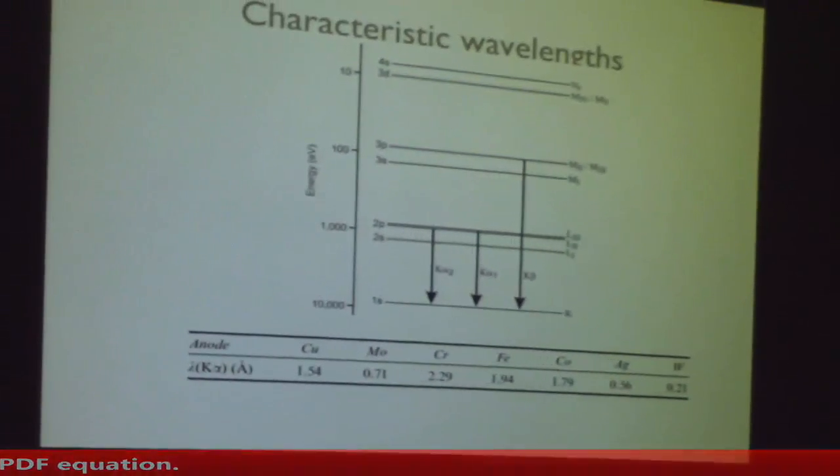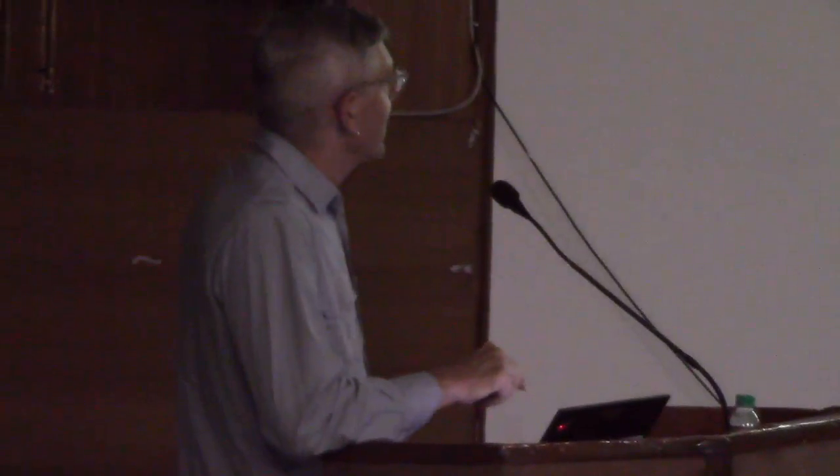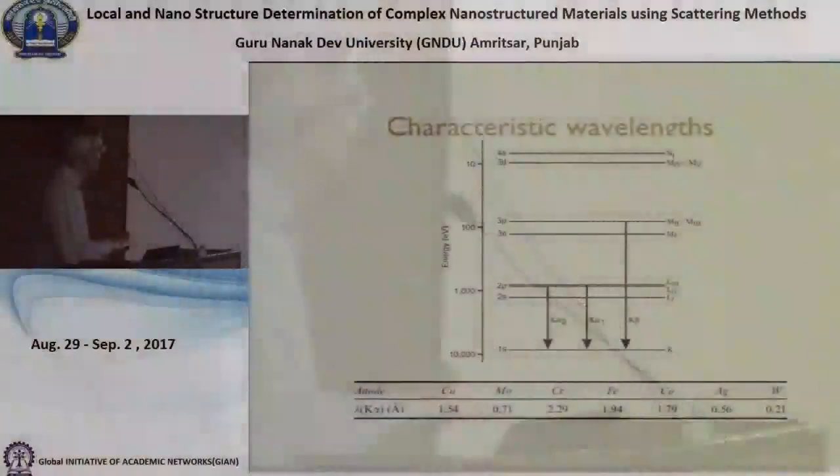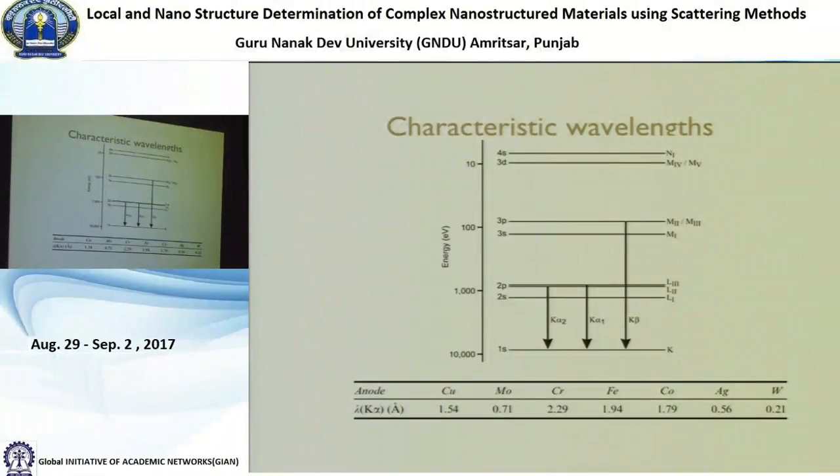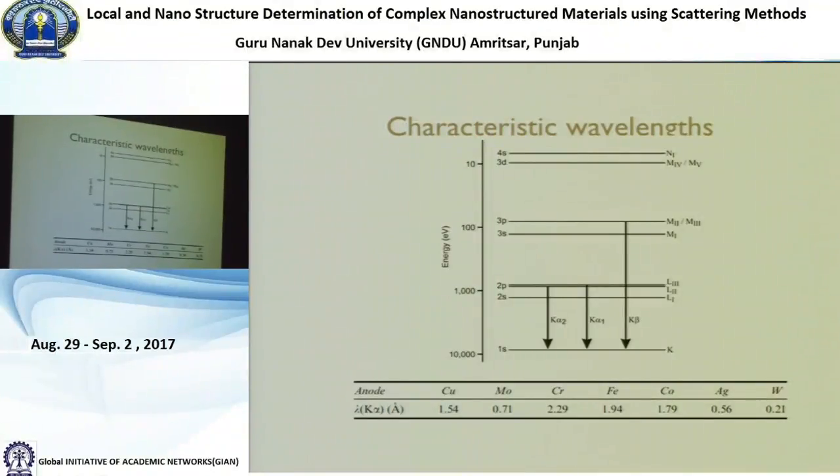Yeah, question? Use iron or cobalt? So we never do, because these actually are even longer wavelengths than the copper. So they're very not good for PDF. But if the peaks are very close and you use long wavelengths, the separation will increase.